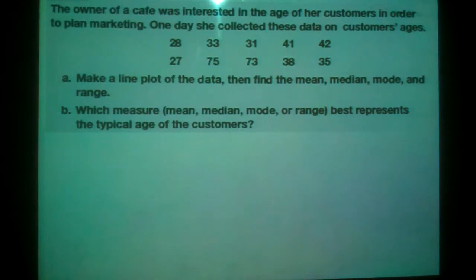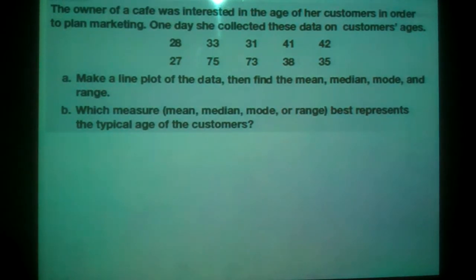The owner of a cafe was interested in the age of her customers in order to plan marketing. One day she collected these data on customers' ages. Okay, so we've got 1, 2, 3, 4, 5, 10 ages here that she collected. So this is an example of something that a business might use to help them market towards a certain age group. Okay.